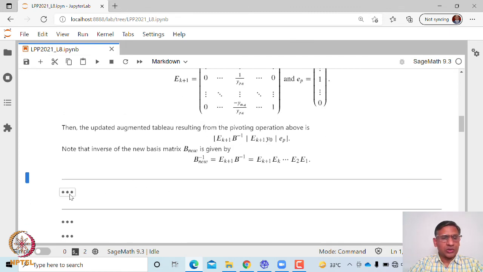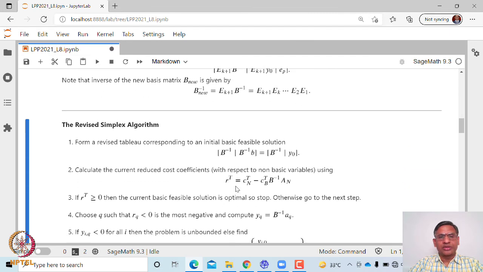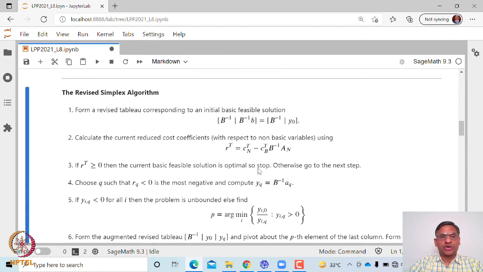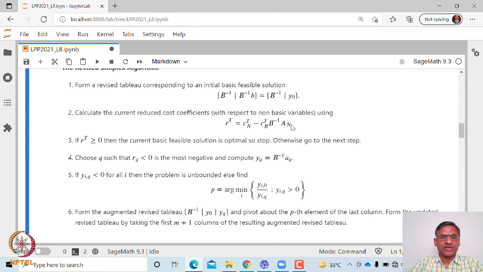Okay, now let us look at what will be the algorithm to solve this problem. So we will call this the revised simplex algorithm. The first step is to form the revised simplex table corresponding to the initial basic feasible solution. Once you have guessed the initial basic feasible solution, which most often corresponds to the columns corresponding to slack variables in case of a standard linear programming problem, you write down B inverse and B inverse b. B inverse b is your y naught. That is the first step.